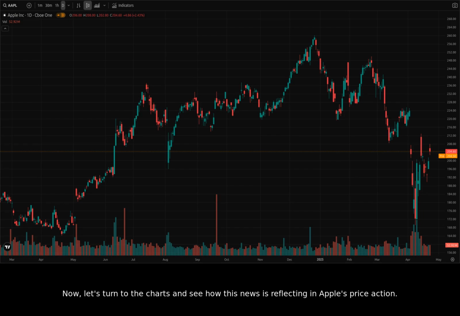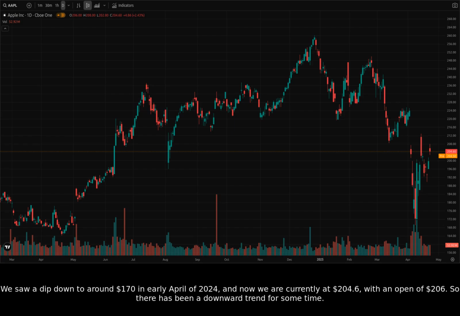Now, let's turn to the charts and see how this news is reflecting in Apple's price action. Looking at the daily chart, we can see some significant volatility in Apple over the past year. We saw a dip down to around $170 in early April of 2024, and now we are currently at $204.60, with an open of $206. So there has been a downward trend for some time.